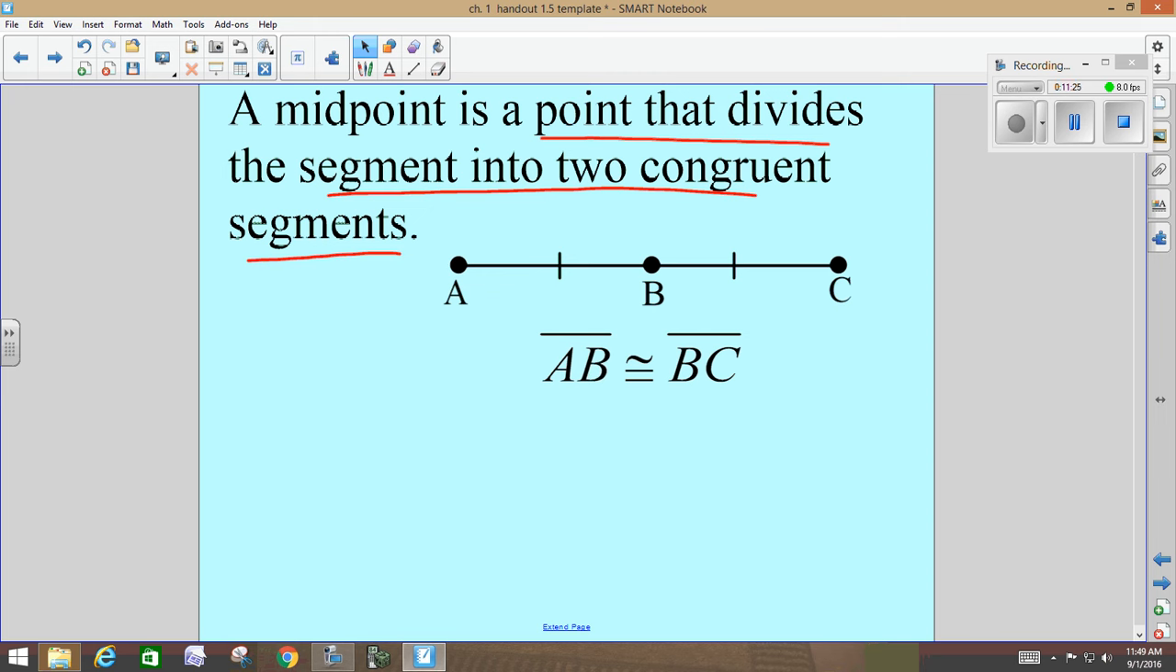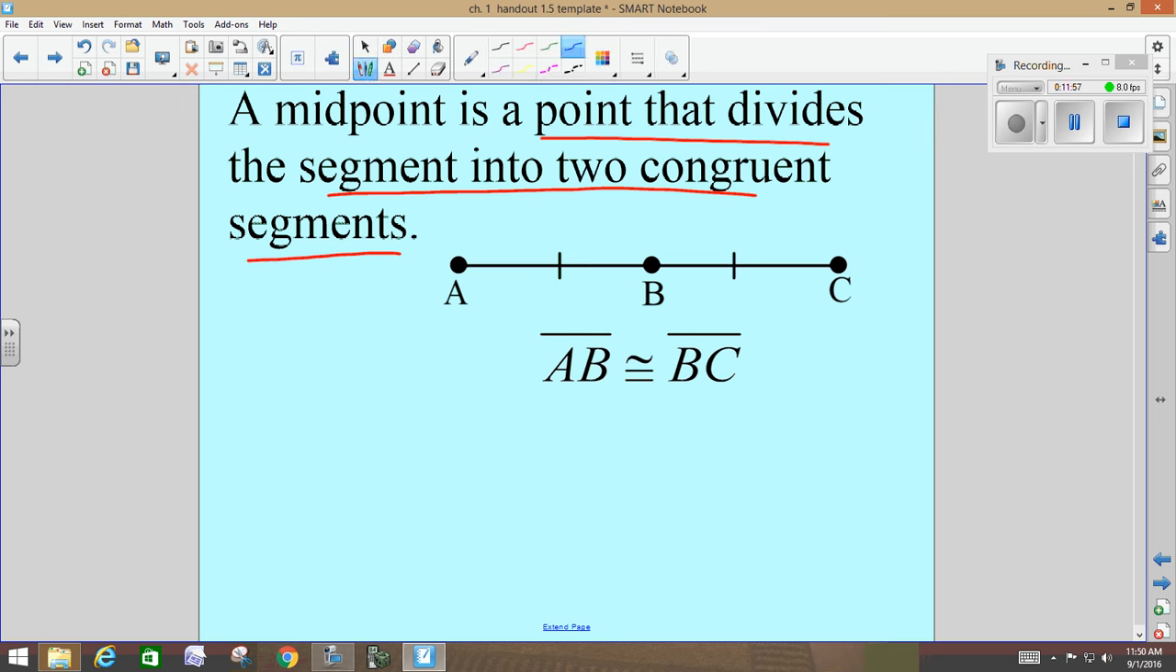Jared A. The midpoint would have to be found right in the what? Good, excellent. Right in the middle. So if B is right in the middle of A and C, wouldn't it make sense that the left side should be the same as the right side? Yeah, right in the middle.